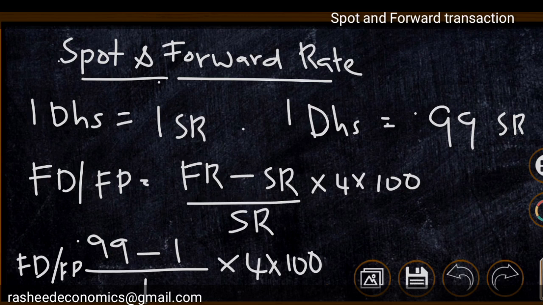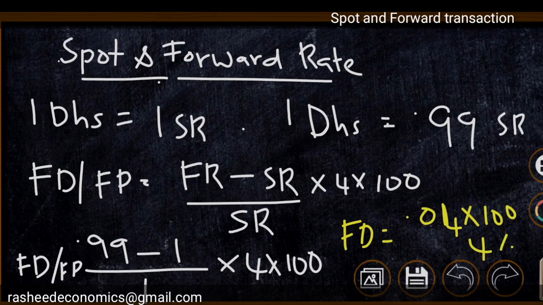Here the value of this term will be negative, therefore we can say that there is a forward discount. Therefore forward discount is equal to 0.01 divided by 1, means 0.01 into 4 is equal to 0.04 into 100, that is equal to 4%. We can say that the Saudi Riyal has a 4% forward discount, because the forward rate is lower than the spot rate.